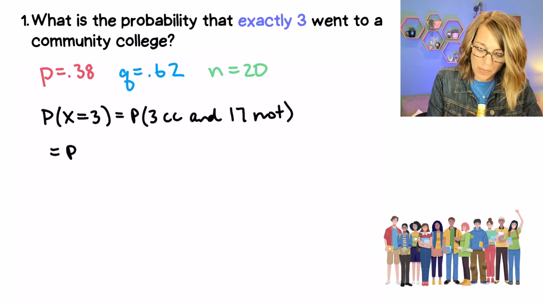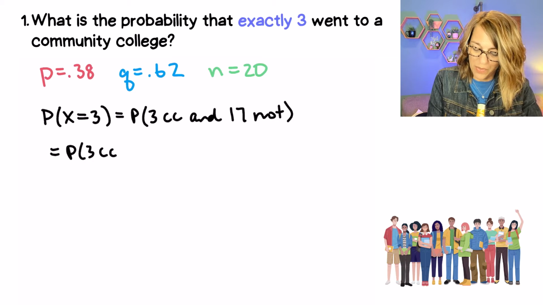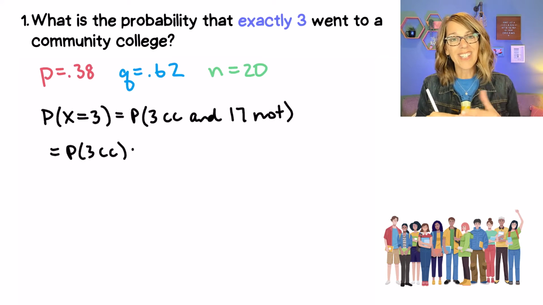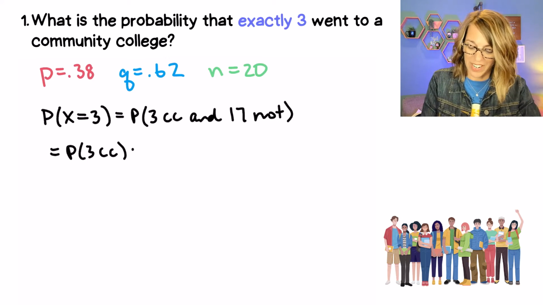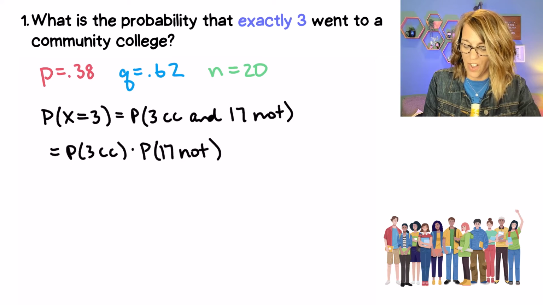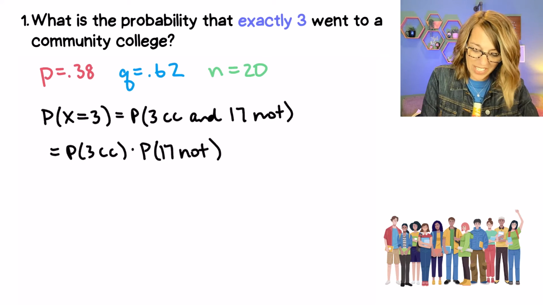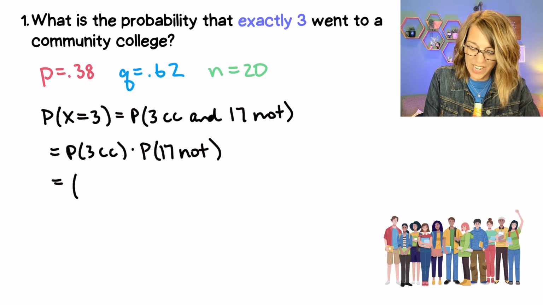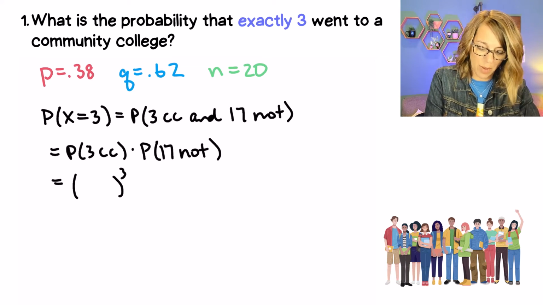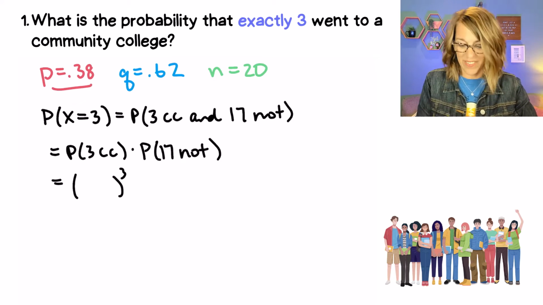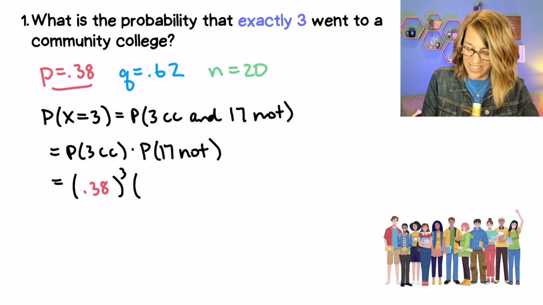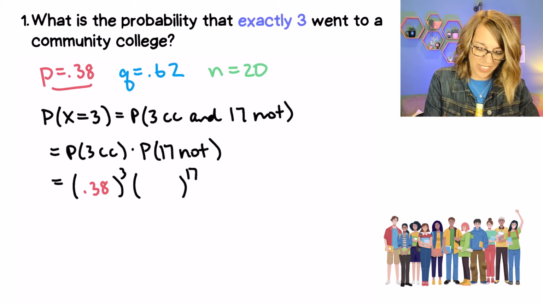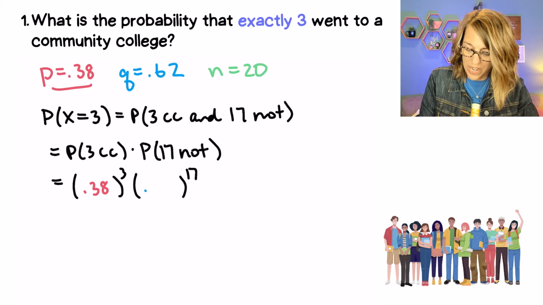That's going to give me 2 probabilities that I'm going to multiply together. So 3 attended a community college and translates to a multiplication. I'm really using that multiplication principle here. And I've got the probability of 17, I'm just going to say 17 not. As I put our probabilities together then, I'm going to have 3 of these community college probabilities. That's going to be our P, that's success, so 0.38. And I'm going to have 17 of those not, so to the 17, Q, and that's going to be a 0.62.